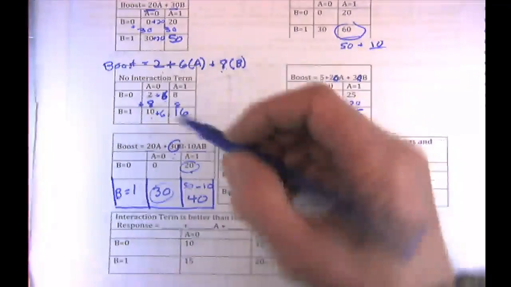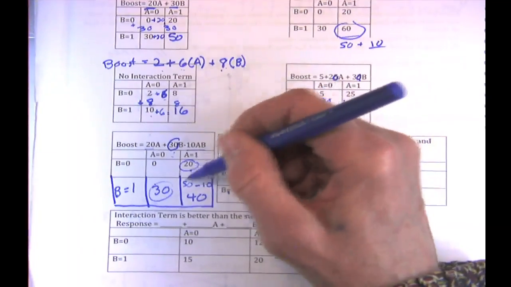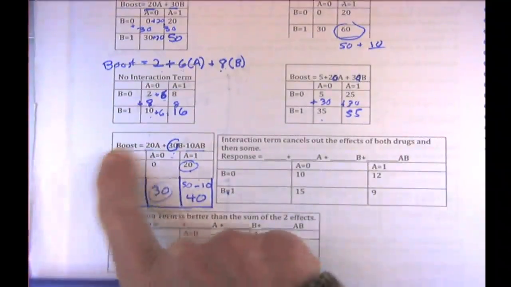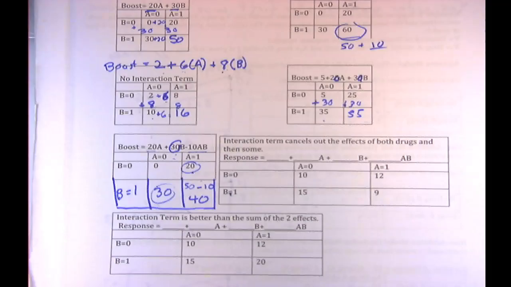And of course, you can just always check it. Just put 1s in for both A and B. Because when you're in this spot right here, which is the only sort of difficult one to figure out, you just put a 1 in for A and B, and you get 20 plus 30, and you put minus 10, is 40.